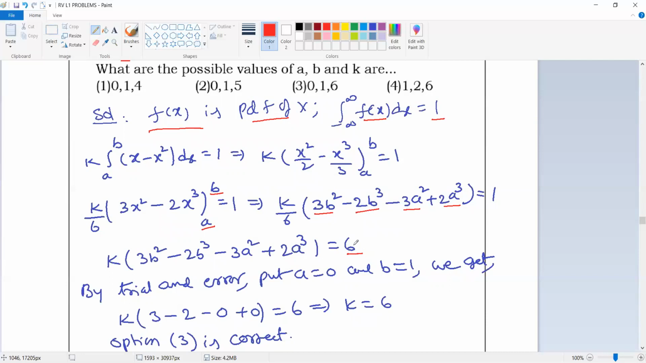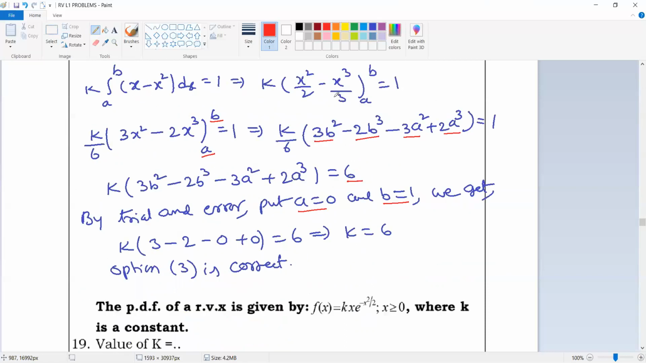Now using the trial and error method, put a value. Here there are 4 options. So the a value may be 0, the b value may be 1. So here the options show 0 and 1. Most probably the a value is 0 and the b value is 1 by using trial and error. The third value is the k value. The k value may be 4 or 5 or 6 here.